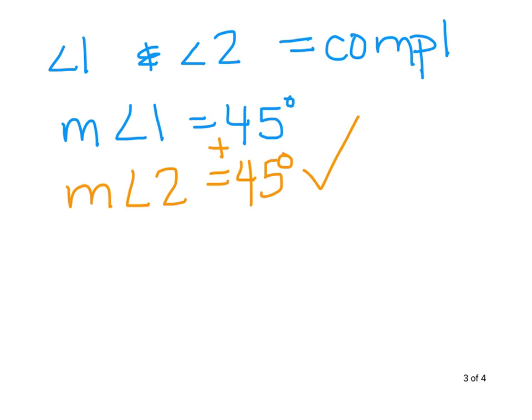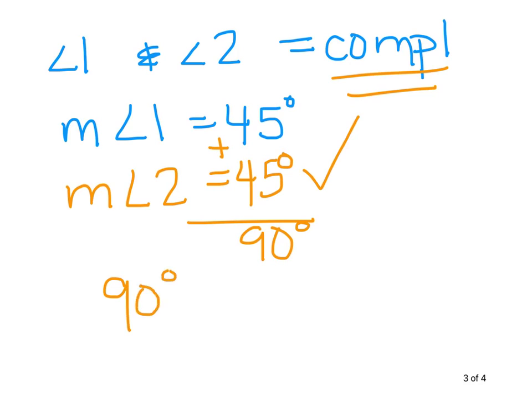Good, good, good. So we know that 45 plus 45 is 90, and 90 degrees has to be the sum of the two angles. Very, very good. So another way, if it was a more complicated number than 45 degrees, we would just take the 45 and subtract it from 90 degrees to give us 45 degrees. So both ways are correct. Perfect.